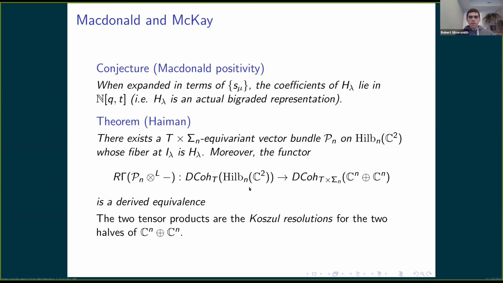So you said that this vector bundle is T cross S_n equivariant. Yes. I'm confused because I don't know what the S_n action is. Yeah, I haven't really said how this has gotten. I could write something down.